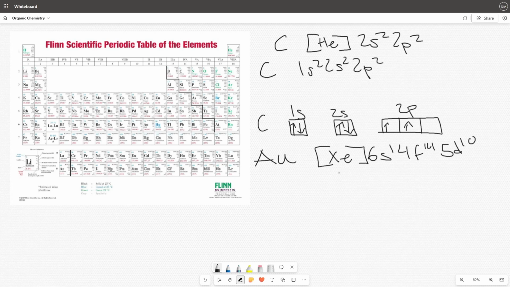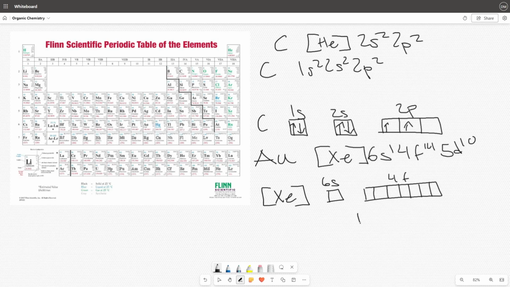So if I were to draw the Aufbau diagram for this one, I would do xenon. And then for an s, since the maximum it can hold is 2, I'm going to draw 1 square because that's 1/2 of it, 6s. Since f holds 14 at the max, half of that is 7. So 1, 2, 3, 4, 5, 6, 7 for f. And d would have 5.